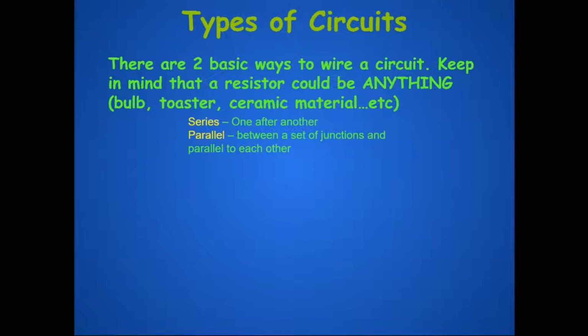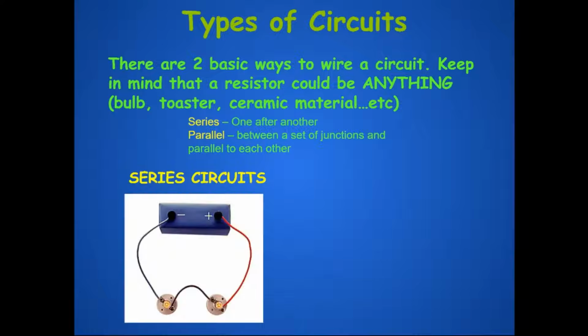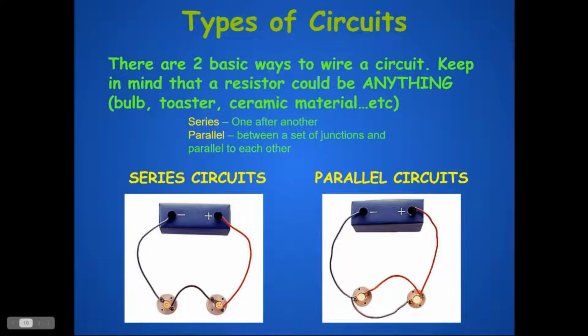There are two basic ways to wire a circuit. One way is in series, which is one after another. And you will see from the positive to the negative in series, two different bulbs. And the other is parallel, so in between a set of junctions and parallel to each other.